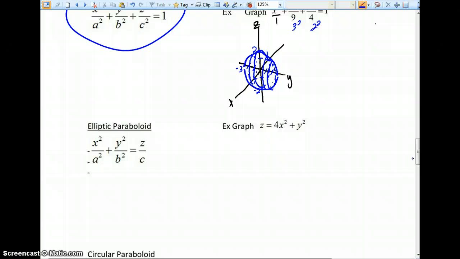Okay, elliptic paraboloids. If you're going to take a look at an elliptic paraboloid, you probably see this word paraboloid. You probably think of a parabola. Indeed, that is what we're going to be looking at.